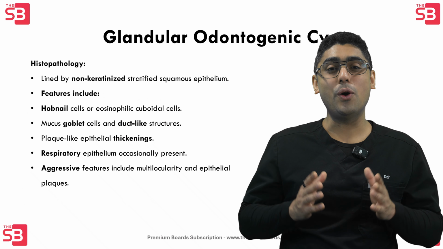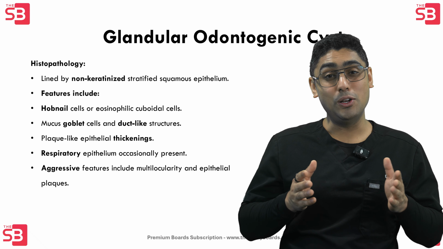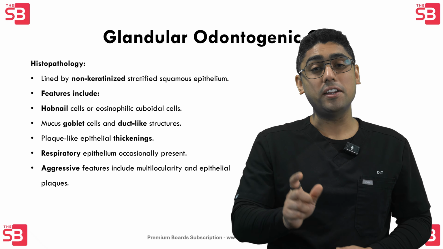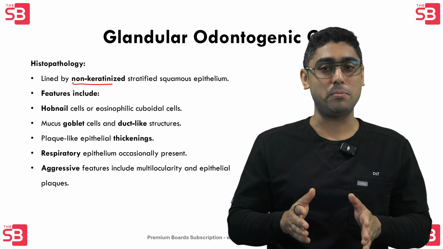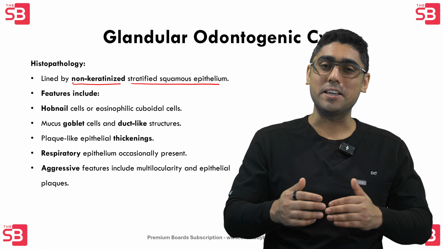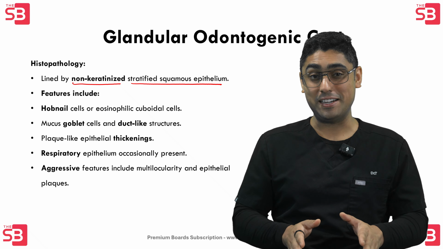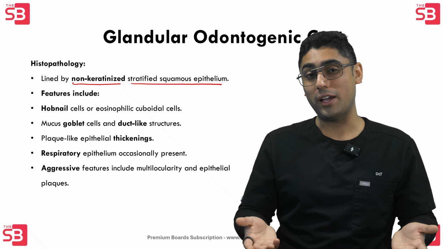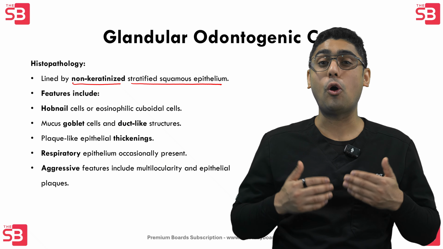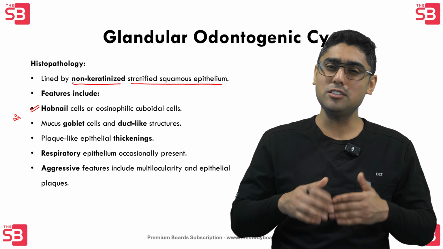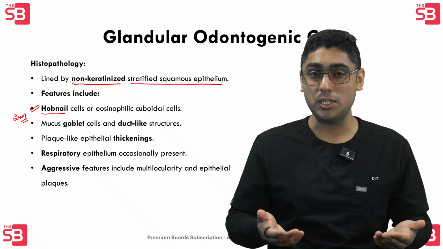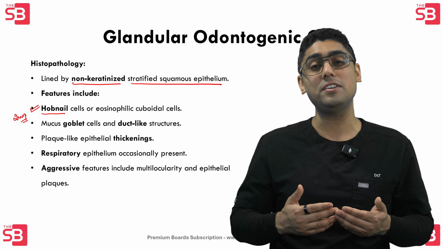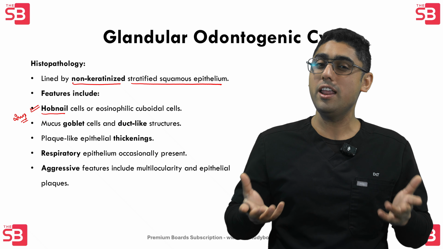Now let's see how a glandular odontogenic cyst looks under the microscope. The cyst is lined by non-keratinized stratified squamous epithelium, so several cell layers thick but without a surface layer of keratin. Now within this lining, there are a few hallmark features to look at. First are the hobnail cells. These are small cuboidal or columnar shaped cells that stick out into the cystic space, giving the surface that slightly bumpy or uneven appearance.